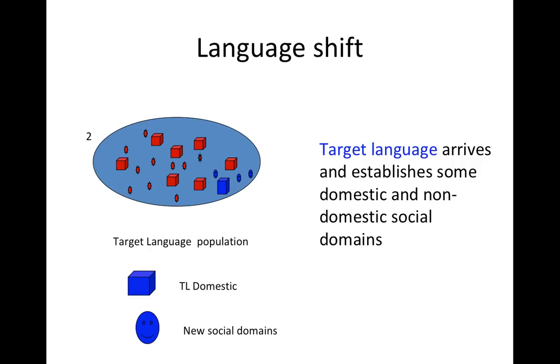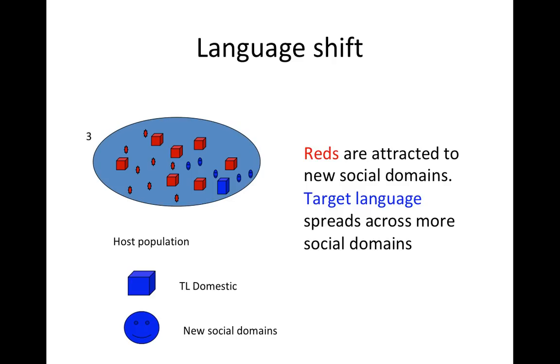And the trick of the trade in spreading a language is that a target language, indicated here in blue, arrives and establishes some settlers, and non-domestic social domains. There are certain areas in which their language will be particularly spoken. The Reds who are there will be attracted to the new social domains. And therefore, you can see a little bit of some of the social domains spreading through red territory there.